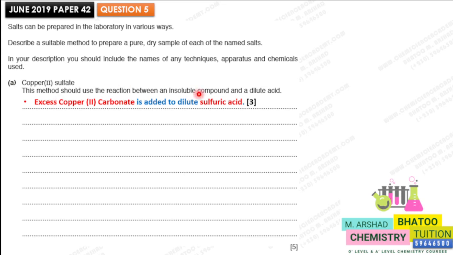Excess solid will be added. Which solid are you using? Copper-2 carbonate, because you have to use an insoluble compound, or copper-2 oxide, or copper-2 hydroxide. And the third point, you are adding this to dilute sulfuric acid. Copper-2 oxide or copper-2 hydroxide can be used as well if you don't want to use copper-2 carbonate.